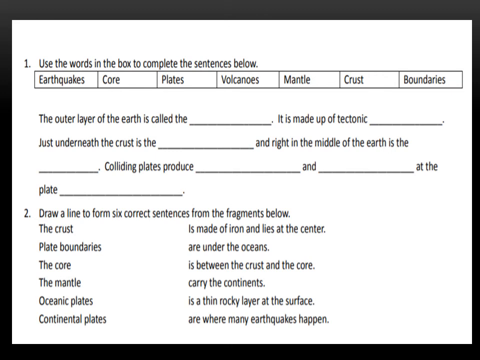Then: is a thin rocky layer at the surface. And the last one: are where many earthquakes happen. This is your objective worksheet. Do it in your notebook.